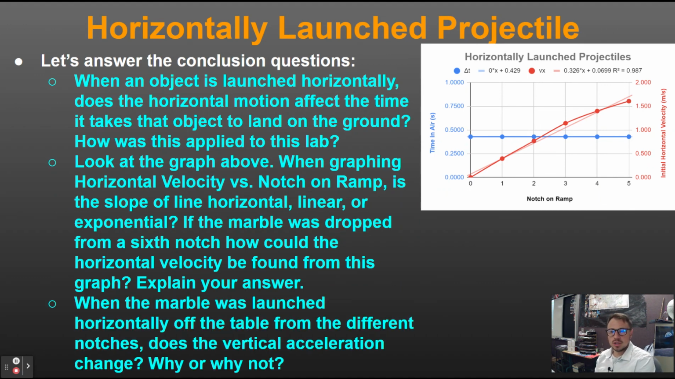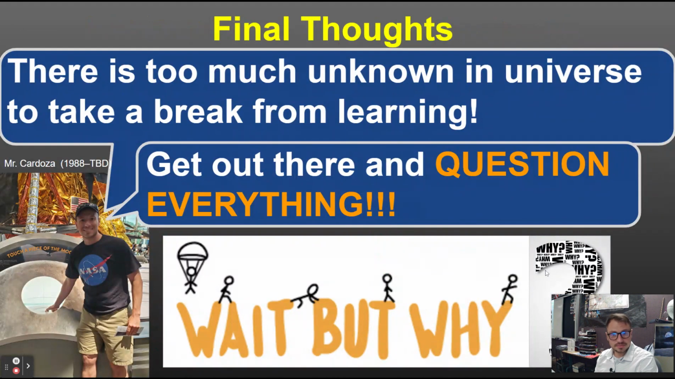Now, when the marble was launched horizontally off the table from different notches, does the vertical acceleration change? Why or why not? Nope. Vertical acceleration doesn't change because what's pulling it down to the ground is gravity. And gravity is going to be the same for all of these problems. So it's going to take the same amount of time for all of these projectiles to land.